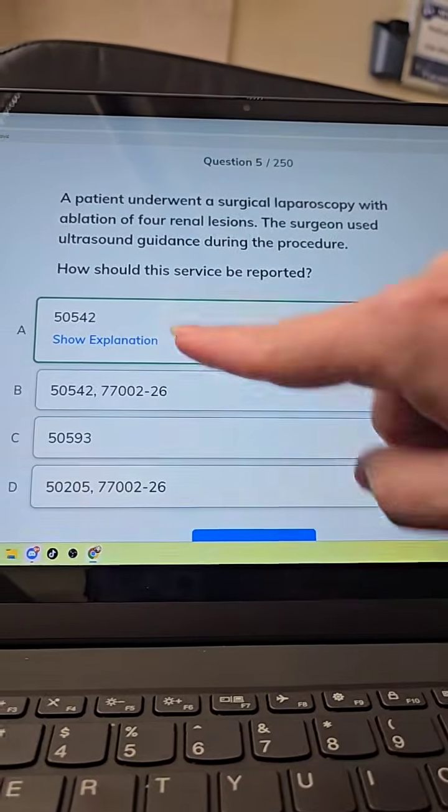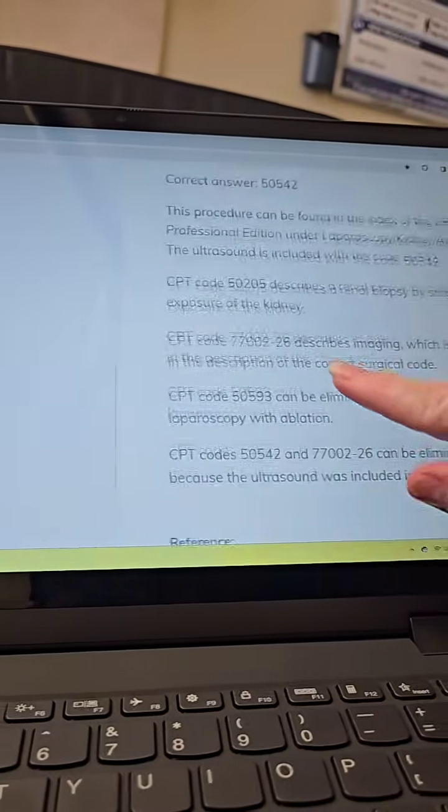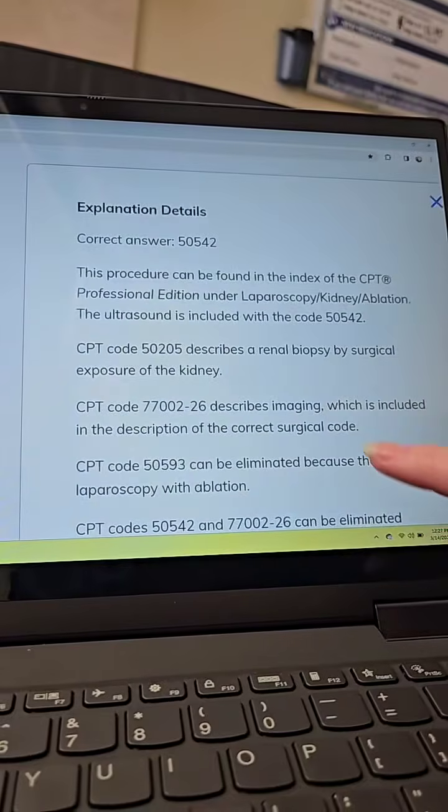A is correct. Good job. There's your rationale.